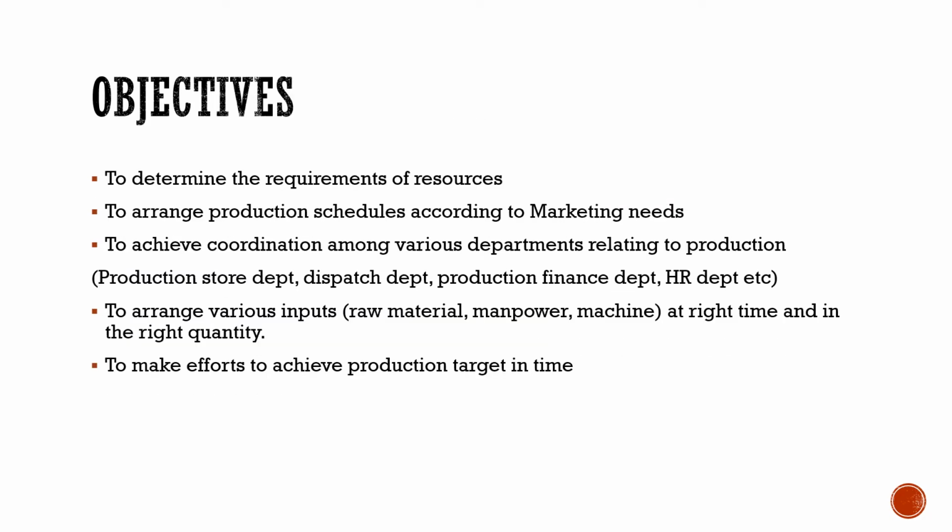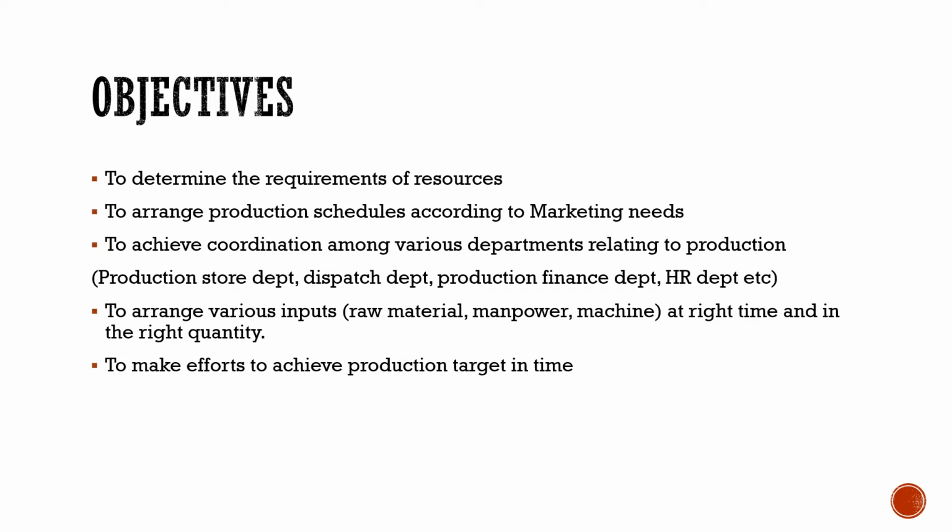So what are the objectives of production planning? To determine the requirement of resources. When you have the production planning, you can determine the requirements of resources. What resources? Like men, machinery, material, money, all the inputs. You have to determine what your requirement is, then to arrange the production schedules according to the market needs.